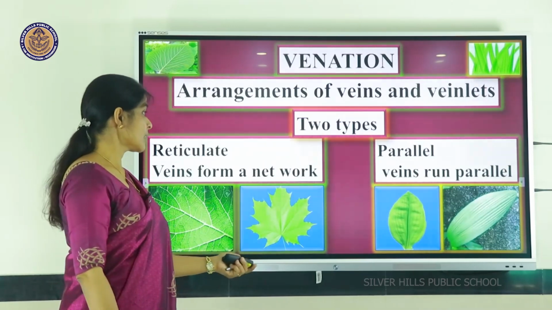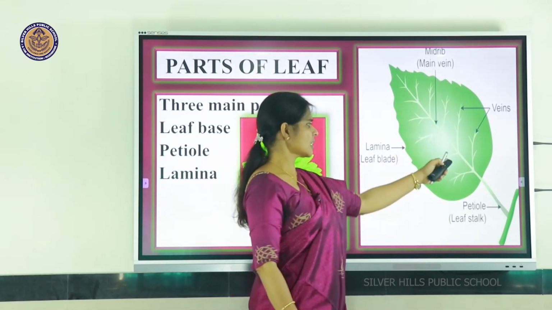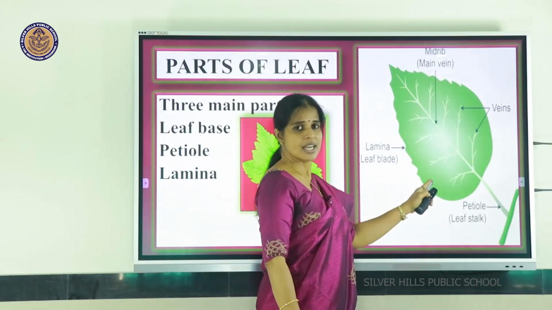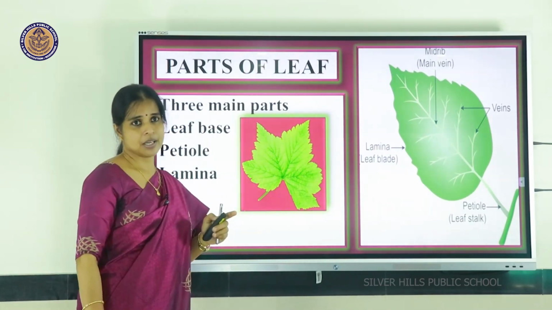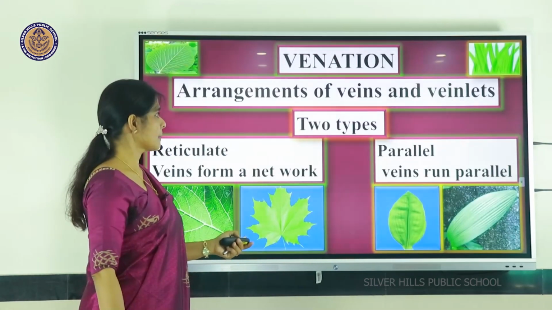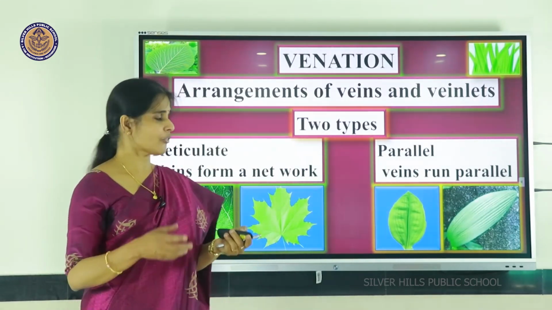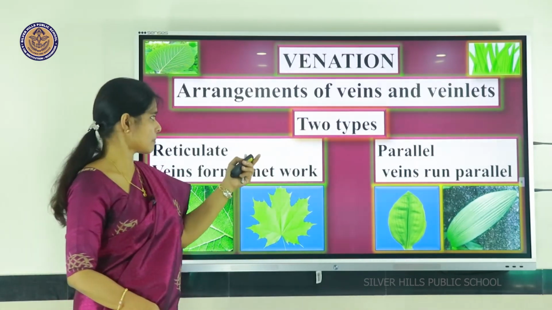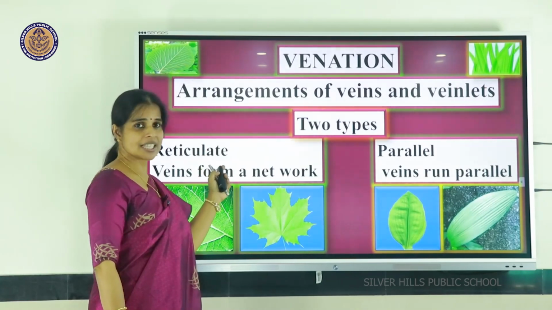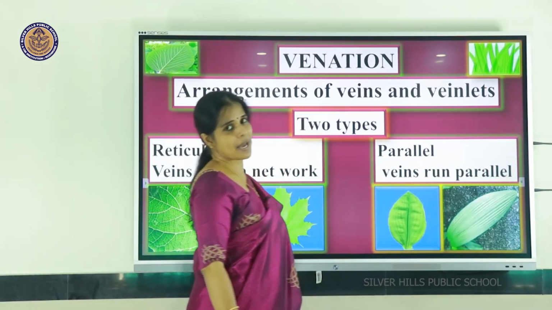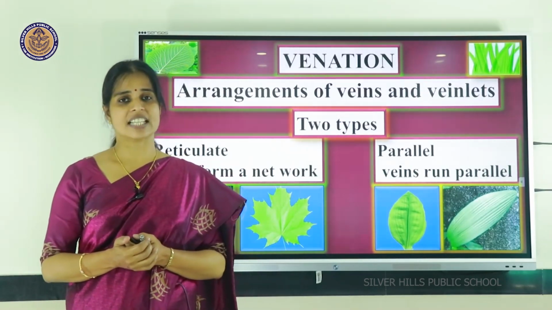These veins are arranged in a particular manner on the leaves. In the previous picture of the plant leaf, I marked a lot of veins. These veins are designed in a particular manner on leaves. There are two main types of arrangement of veins, and sub veins we call veinlets. Veins and veinlets are arranged in different manners. One is known as reticulate venation and the other is known as parallel venation. So, based on the arrangement of the veins, it is classified into two.